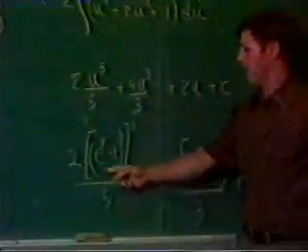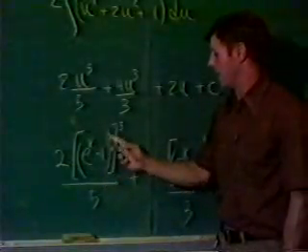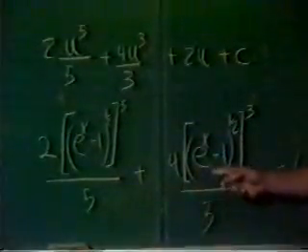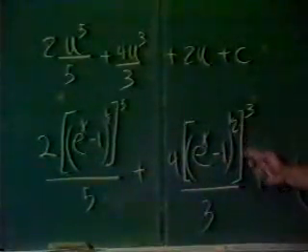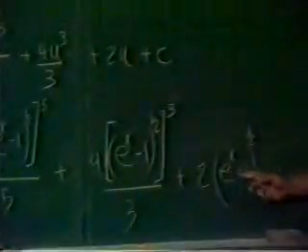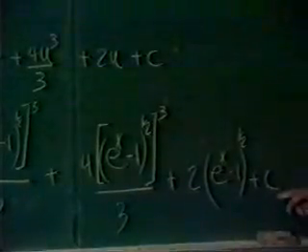Putting it in, we have 2 times, I've used e to the x minus 1 quantity to the 1/2, raised to the fifth, all over 5, plus 4 e to the x minus 1 to the 1/2 quantity to the third, all over 3, plus 2 e to the x minus 1 quantity to the 1/2 plus c.